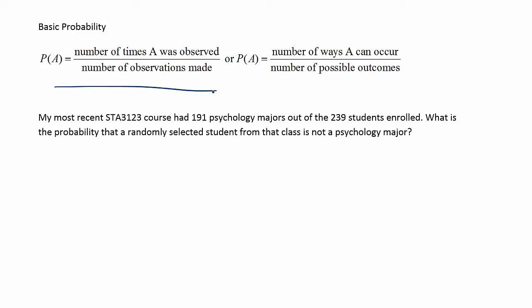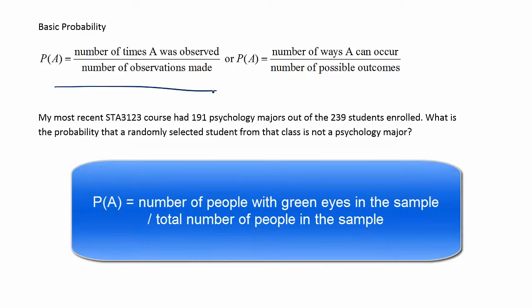For example, if we wanted to know what percent of the population actually had green eyes, we'd go out there and collect a sample of people. We'd count how many times we saw people with green eyes in our sample, divided by the total number of people in our sample, and that would give us an estimation of what the true percent or proportion of green eyes in the population is.